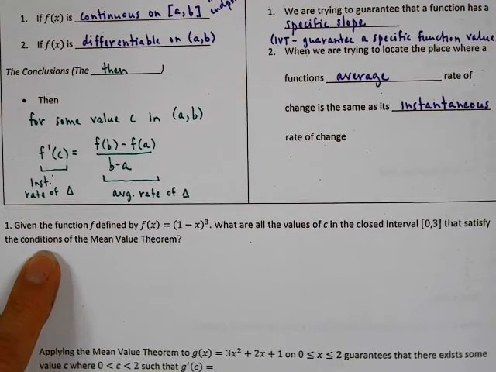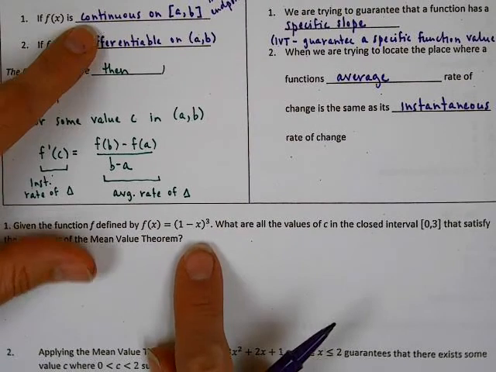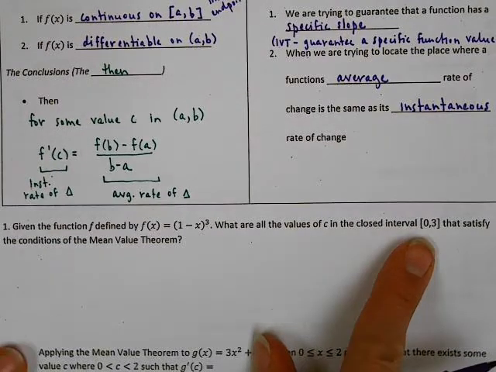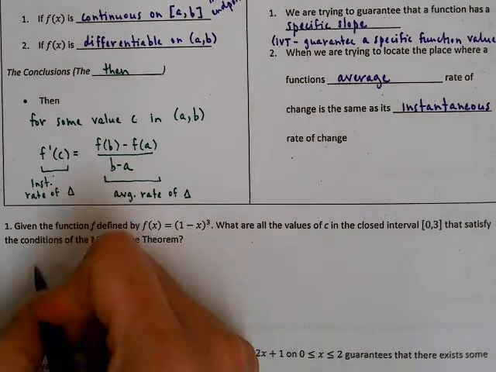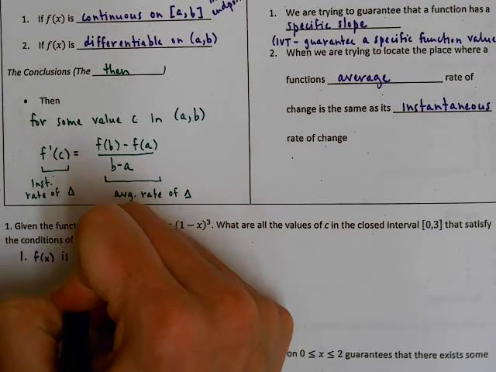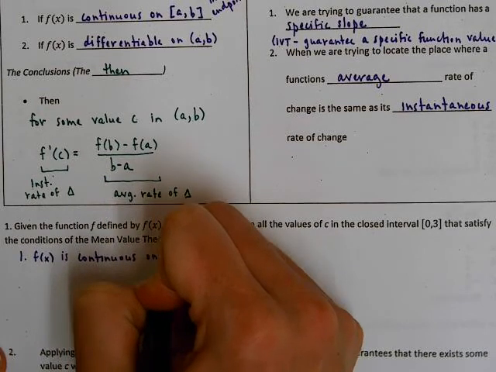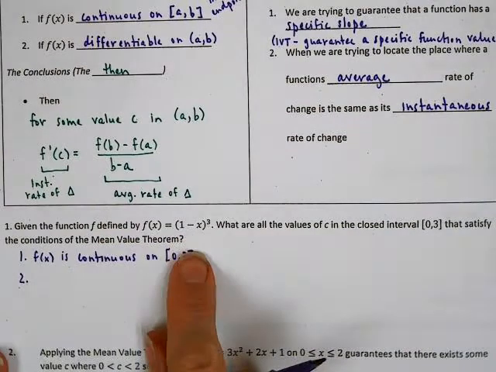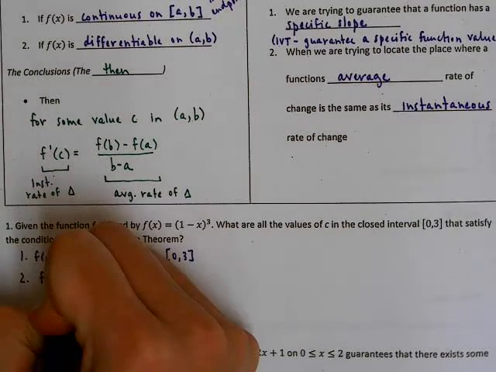Before we can use MVT, we need to check a couple things. The first thing we need to check is whether or not this is continuous on our interval from 0 to 3. I know this cubic function is going to be continuous. So we would say our first condition is that f of x is continuous on the interval 0 to 3. I know that this is going to be a smooth curve without any corners or anything. So we also know that f of x is differentiable.